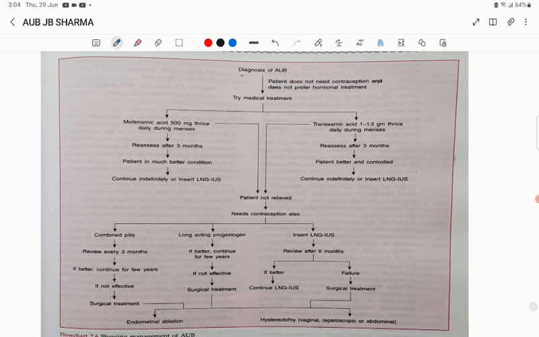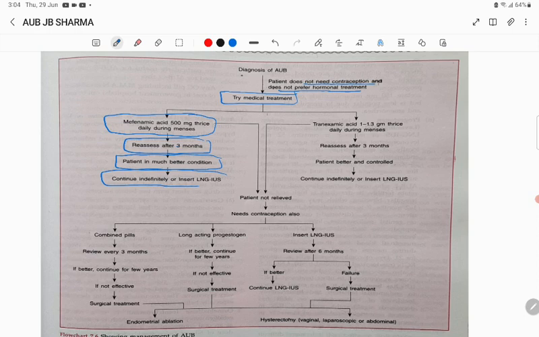The diagnosis: if a patient does not need contraception and does not prefer hormonal treatment, try medical treatment. Mefenamic acid 500 mg thrice daily during menses, reassess after 3 months. If the patient is in much better condition, continue. Otherwise, LNG IUS. Tranexamic acid 1 to 1.3 gram thrice daily during menses. Reassess for up to 3 months. If the patient is better, continue; if uncontrolled, LNG IUS.